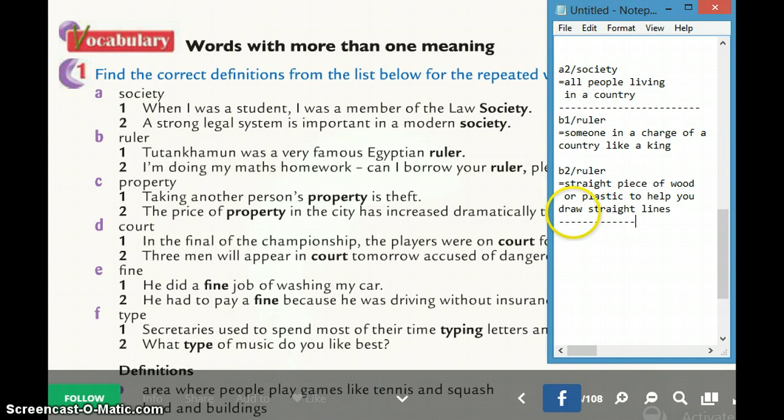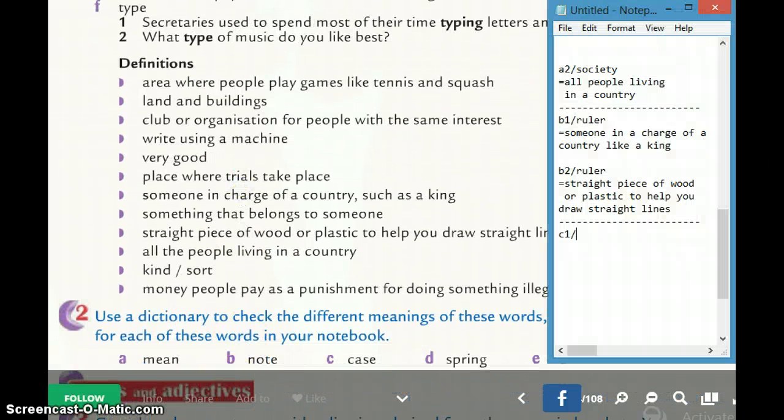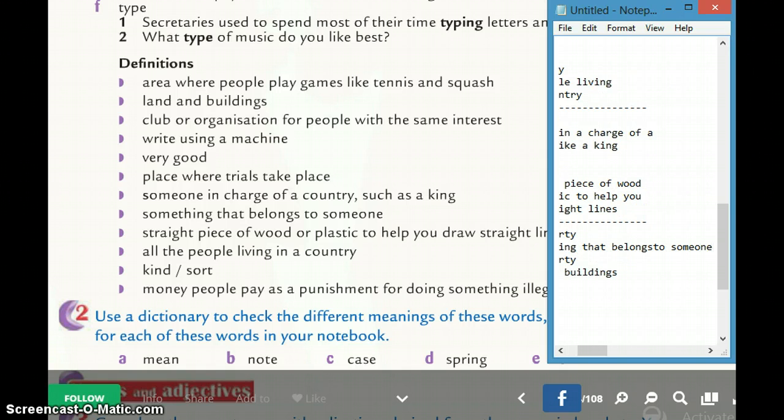Okay, now let's see what's more here. Now property, taking another person's property is theft, and the price of property in the city has increased dramatically. Now the first one, it means ownership, something that you own. So property is land or building, something you own. But property too, it's land, okay. And when it comes to C1, it's something that someone owns.